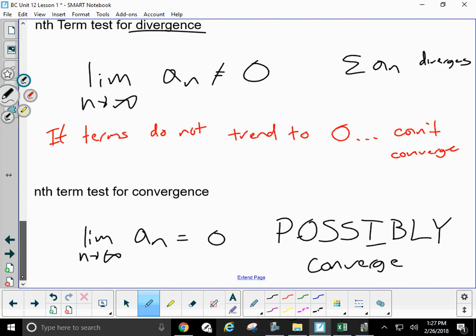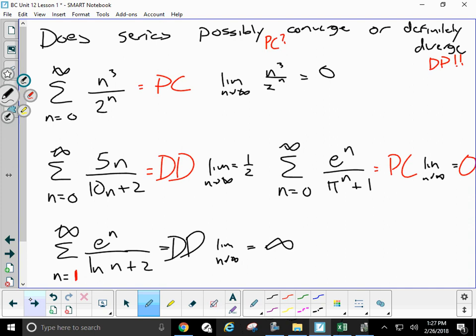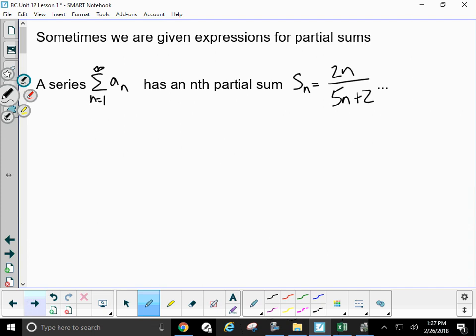Fantastic. Sometimes they will give you not your a sub n, your nth term, but your nth partial sum, s sub n. If you are asked to find this, so what is the sum? For this, if that is given.